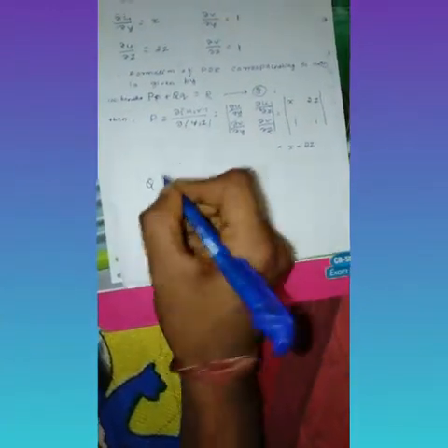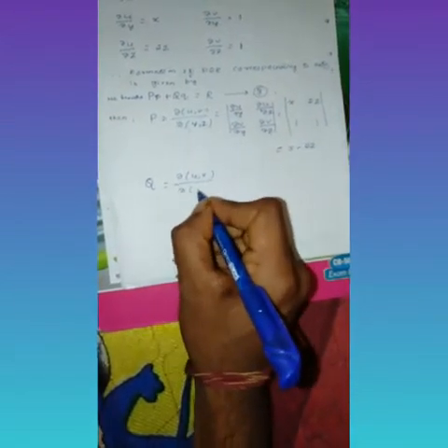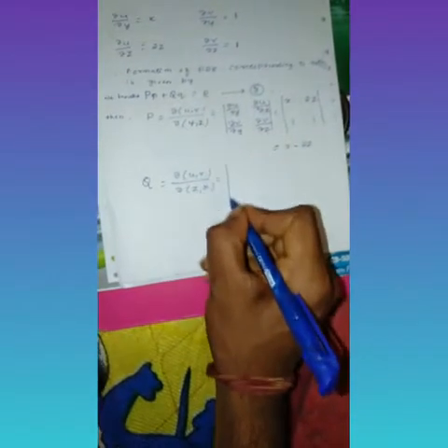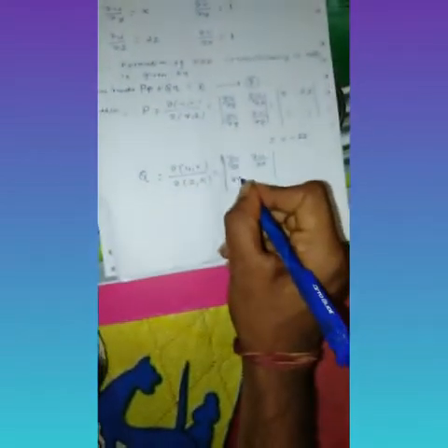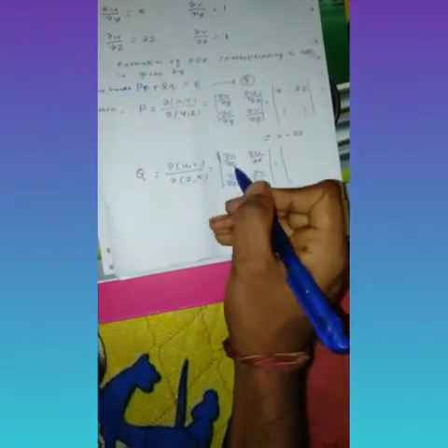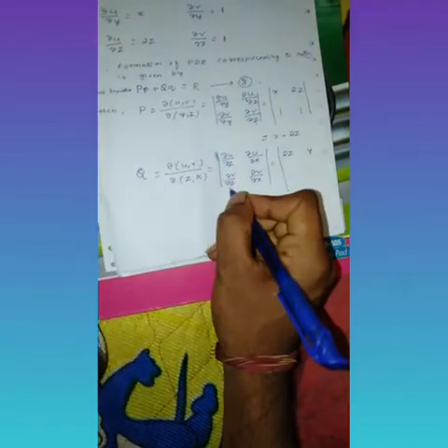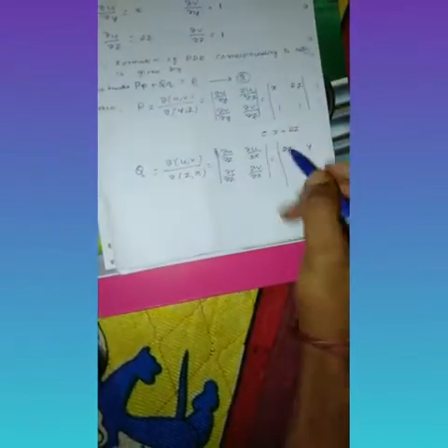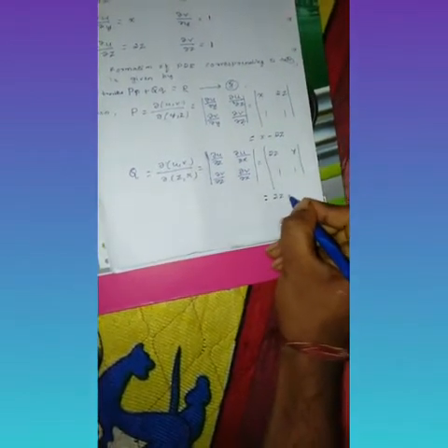Similarly, capital Q is equal to dou of u comma v by dou of z comma x. To find the Jacobian of this, dou u by dou z, dou u by dou x, and dou v by dou z, and dou v by dou x. We know that dou u by dou z is 2z, and dou u by dou x is y, and dou v by dou z is 1 and dou v by dou x is 1. That is equal to 2z minus y.